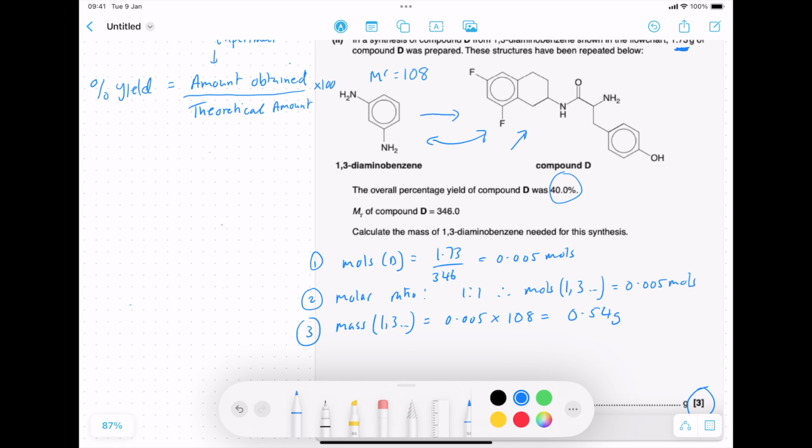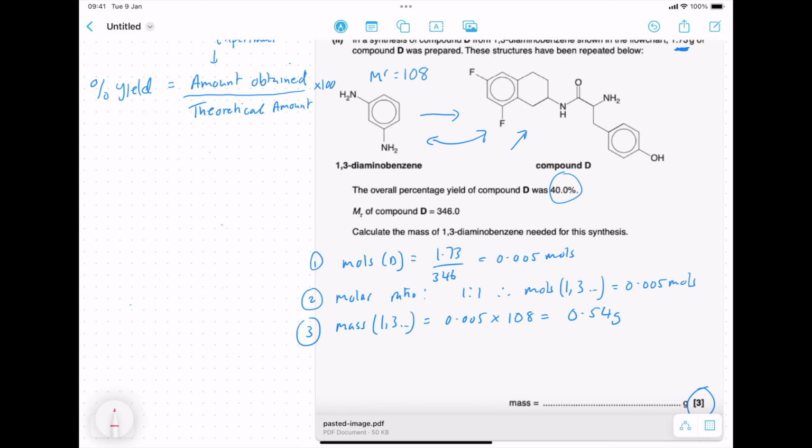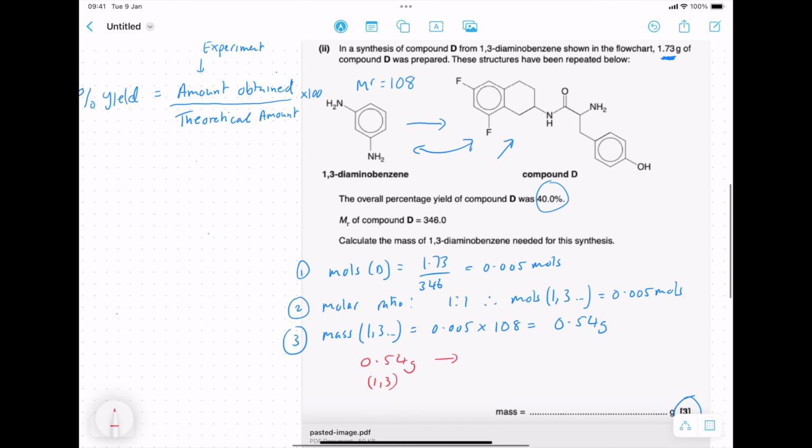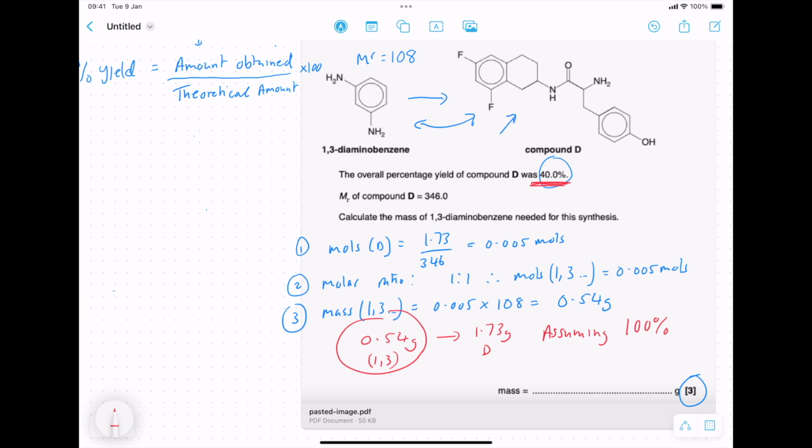Right, now here's the tricky bit. So this bit I'll do in a different color just to make it stand out, so pay attention to this part, okay? We would need 0.54 grams of the 1,3 to make 1.73 grams of compound D, assuming it worked perfectly and it was 100% conversion, so 100% percentage yield. That's how much we would need, just 0.54 grams to produce 1.73 grams of D. However, it is not working at 100%. It's only working at 40%. So what does that tell me? We're going to need more of this to meet the requirement of 1.73 grams of D.